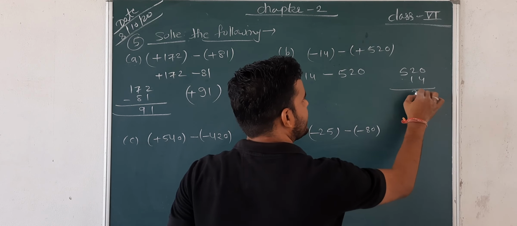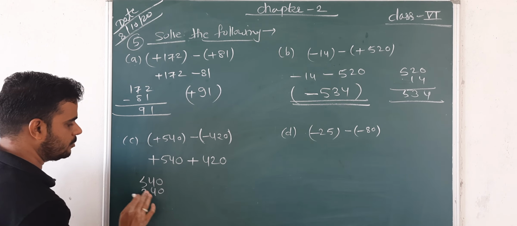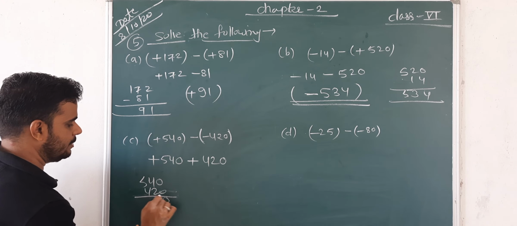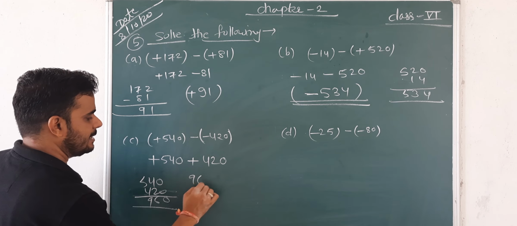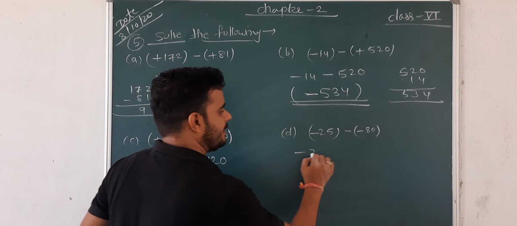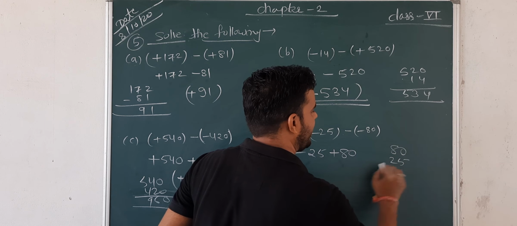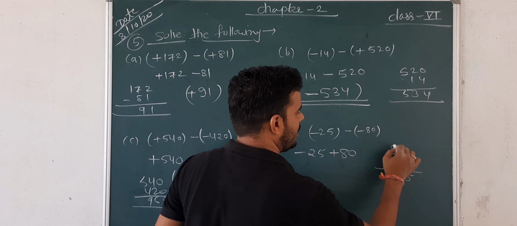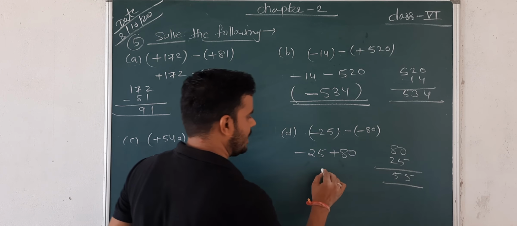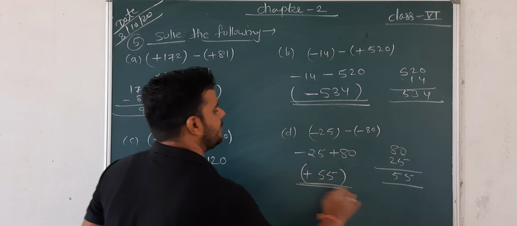Of means multiplication. Negative times negative is always positive, and 420 both are positive. So simply you multiply. So 0, 6 and 9. The answer is positive 960. Here also negative 25, negative. Multiplication: one positive and one negative. So subtract 80 minus 25. 10 minus 5 is 5. 7 minus 2 is 5. So answer is 55. But positive number is bigger. So answer is positive 55.